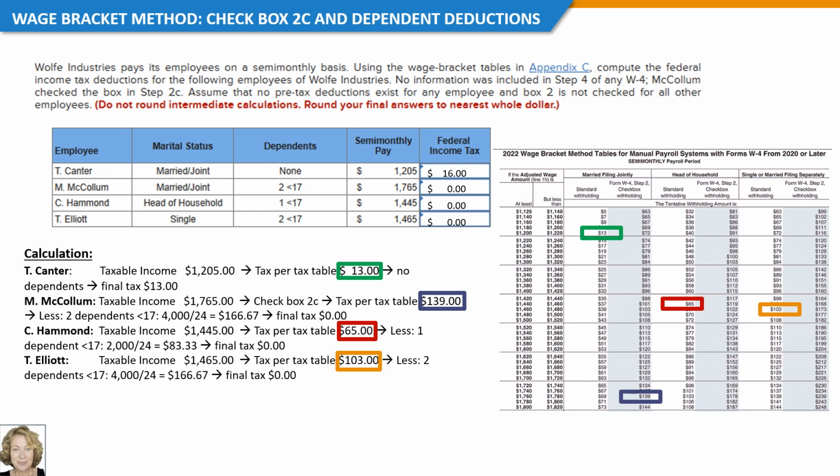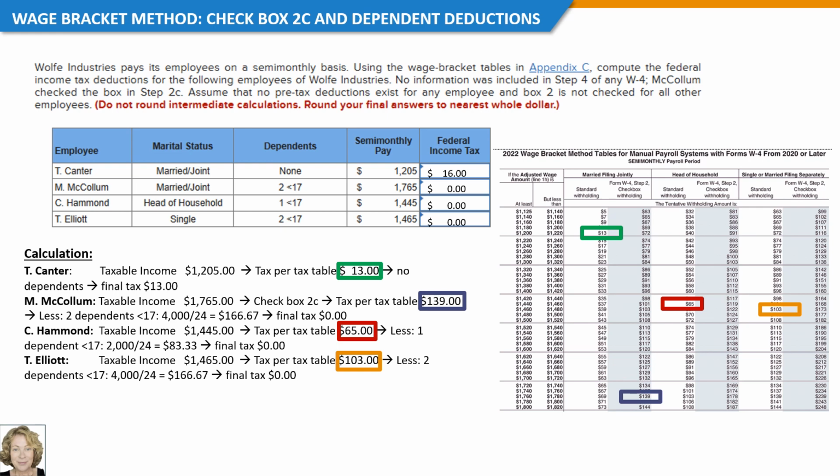So let's look at the first employee, T. Cantor. This employee has taxable income of $1,205, and the filing status is married filing jointly, and there are no dependents. There are no pre-tax deductions, and therefore the gross income is also the taxable income, which we will use to look up the tax in the semi-monthly tax table, which is highlighted with a green rectangle and shows $13.